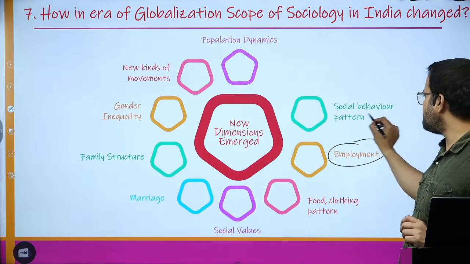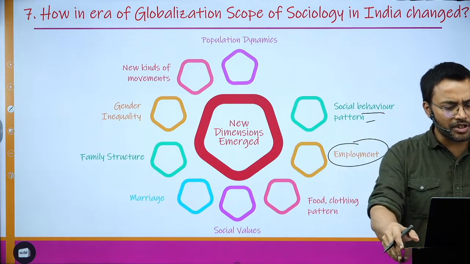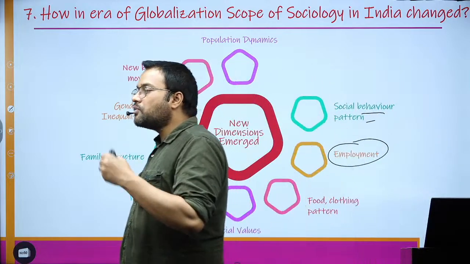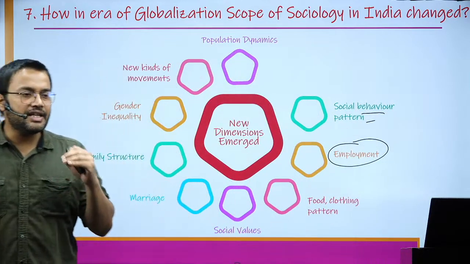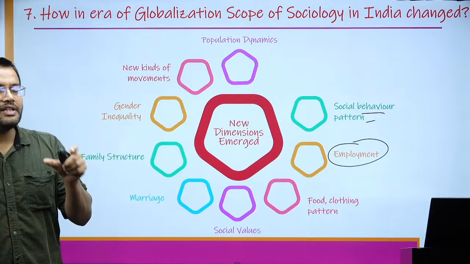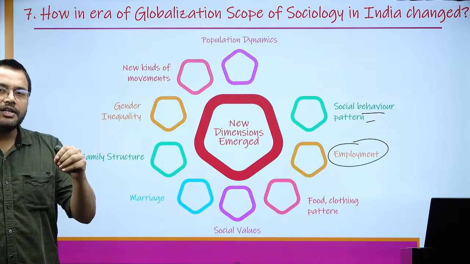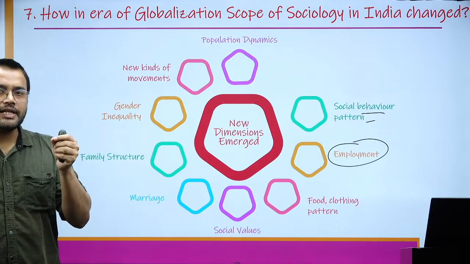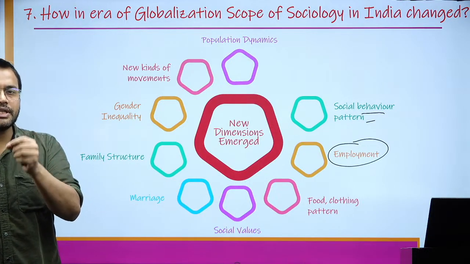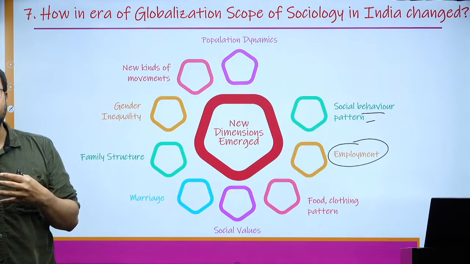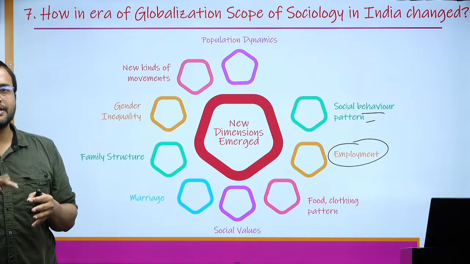Then talk about social behavior patterns. When you talk about social behavior patterns, now people are becoming more and more individualistic. They are behaving in a manner which fulfills their needs. That is why you are connected with only those relatives who are able to fulfill some or the other need of yours. So the relation is very materialistic. Are you able to gain something out of the relationship or not?